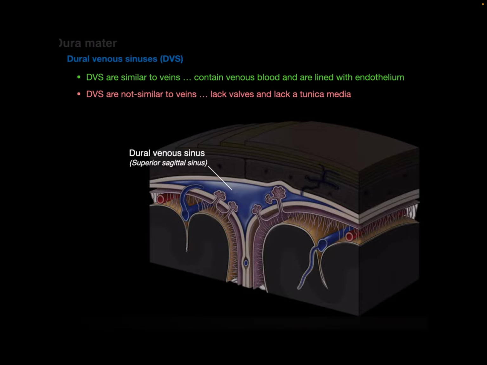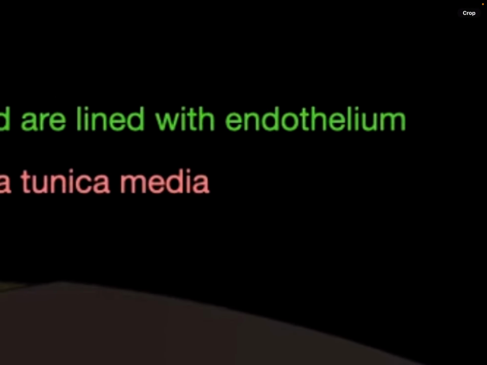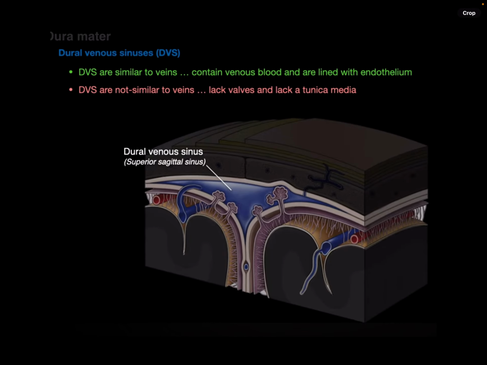The dural venous sinuses are similar to veins because they contain venous blood and they're lined with endothelia, but they are also not similar to veins because they lack walls and they lack a tunica media. Why do they lack a tunica media? Because they're surrounded by the dural layers.